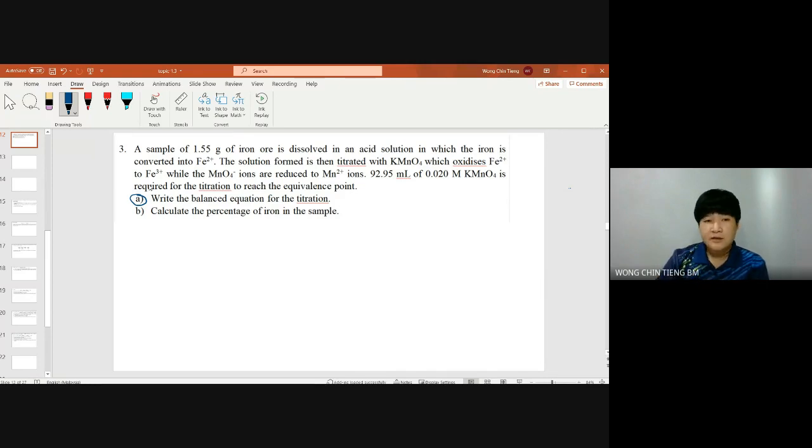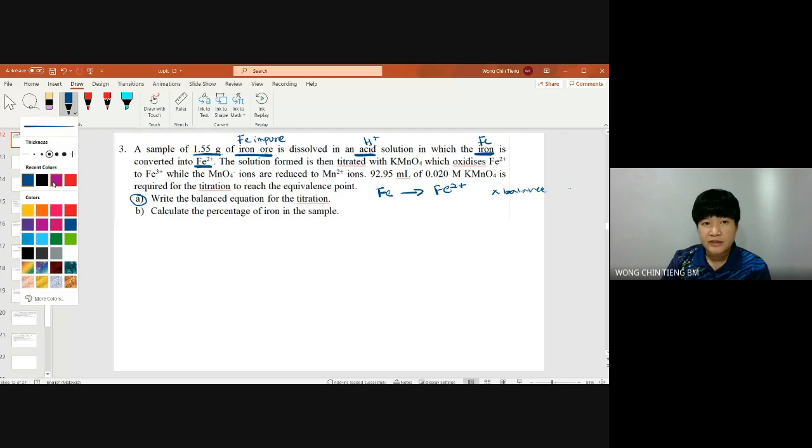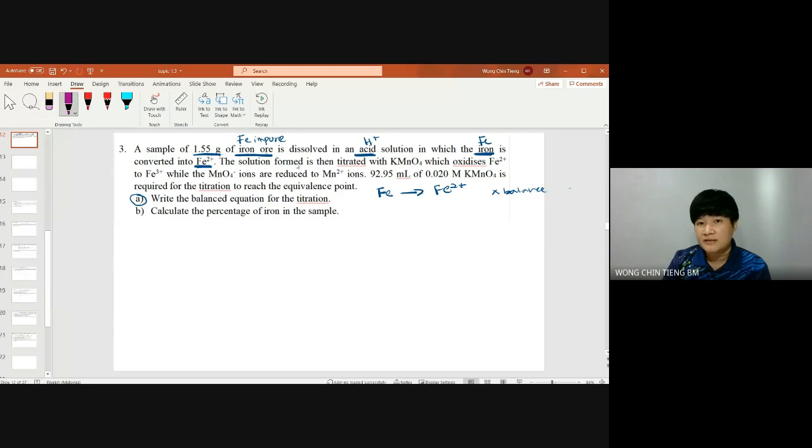Okay, so let's see. First and foremost, the question started off with 1.55 gram of iron ore. Iron ore adalah Fe impure. We talked about it yesterday. Dissolved in an acid H+, and in a solution which the ion Fe is then converted to Fe2+. So equation pertama sebenarnya adalah Fe become Fe2+. Tak balance lagi ya, not yet balance.